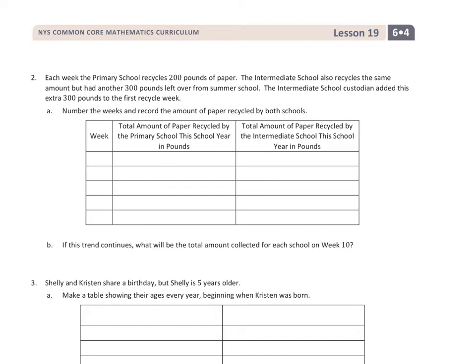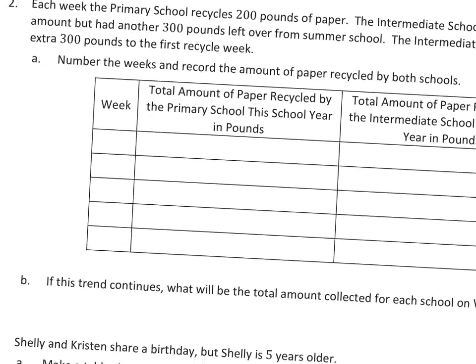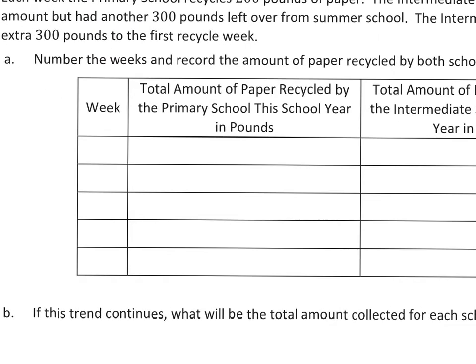Okay, so it says each week the primary school recycles 200 pounds of paper. So let's go ahead and start filling out this table. We've got, let's say, week 1, 2, 3, 4, 5. And we know that the primary school is bringing in 200 a week, so that one's pretty easy to fill out. So on week 1, we have 200.